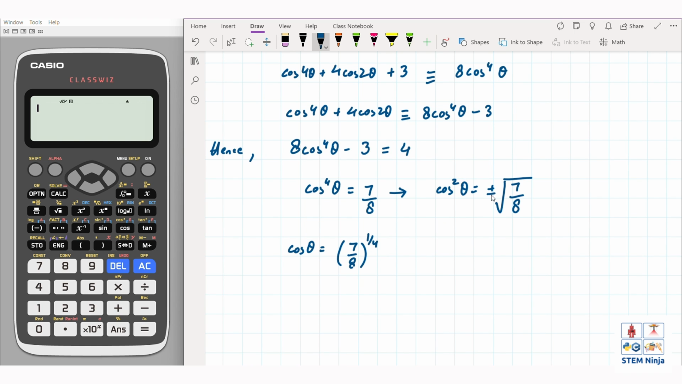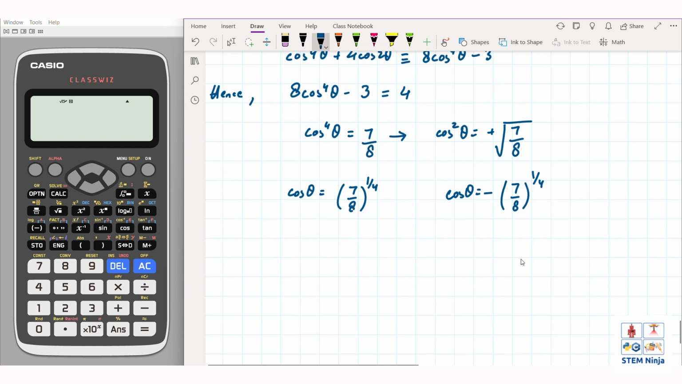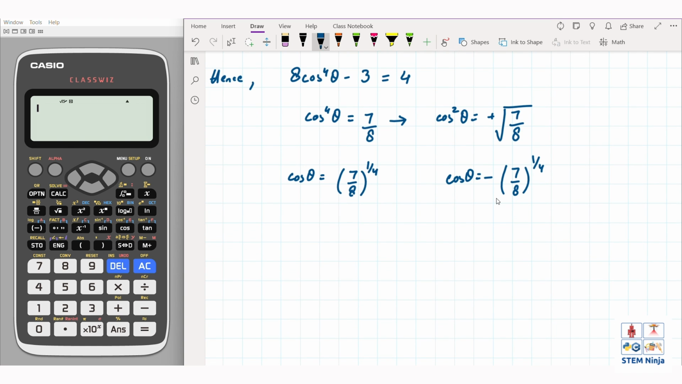So basically what we're saying is that we cannot take the square root of a negative number. But once we do that again, another step, we will have a plus minus situation. So it would be better if we write it separately. Cos theta is equal to plus and minus 7 over 8 to the power 1 over 4. Now, since we have the same angle, but in different quadrants, one is positive, one is negative.